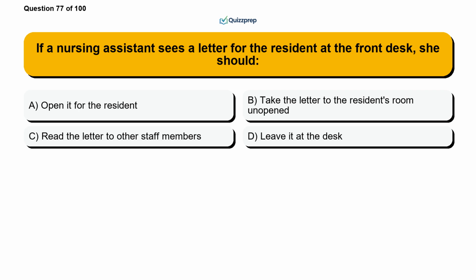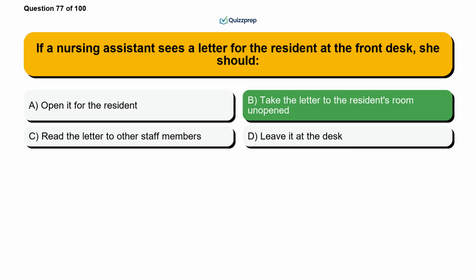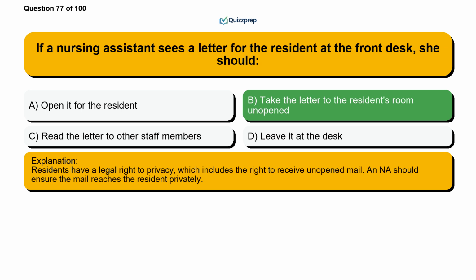Question 77. If a nursing assistant sees a letter for the resident at the front desk, she should: Option A, open it for the resident. Option B, take the letter to the resident's room unopened. Option C, read the letter to other staff members. Option D, leave it at the desk. The correct answer is option B, take the letter to the resident's room unopened. Residents have a legal right to privacy, which includes the right to receive unopened mail, and the NA should ensure the mail reaches the resident privately.